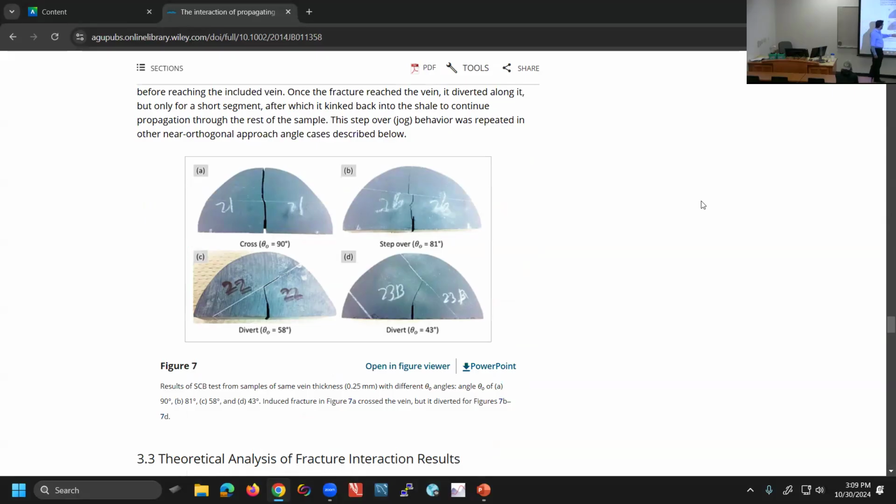Oh, it says that here. Diversion: the fracture moved like this and then hit the calcite, the main fracture, and then went along the calcite. I'm talking about picture C, Figure 7C. It's common. Another diversion is basically what you see in D. You turn towards it, and then you don't go further, you stop there.